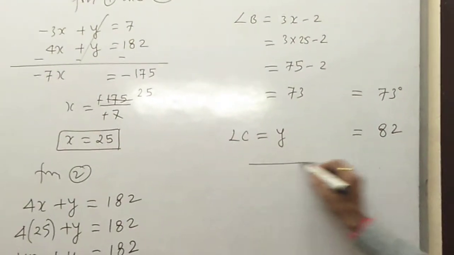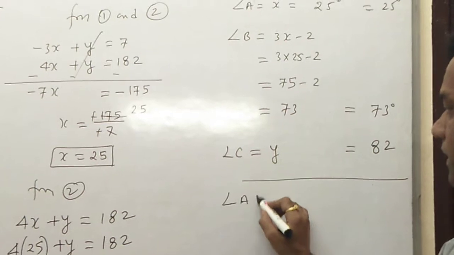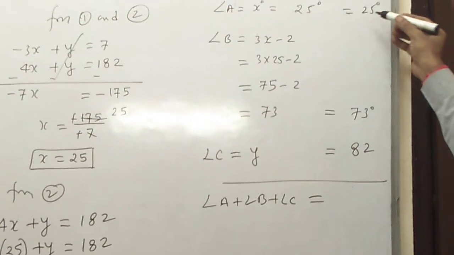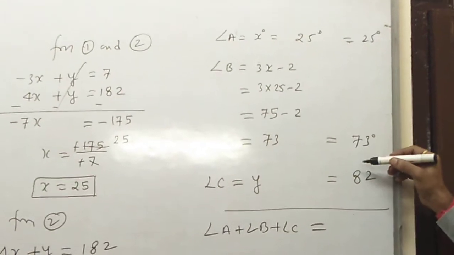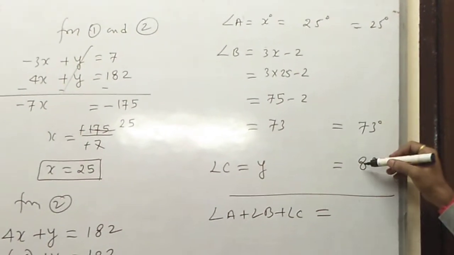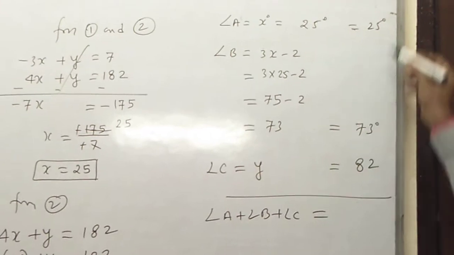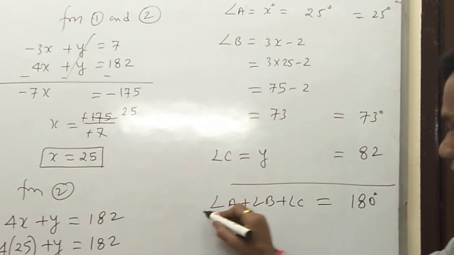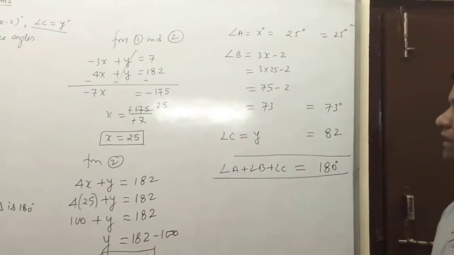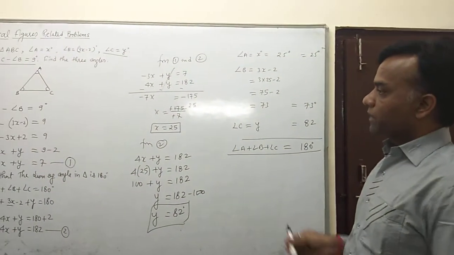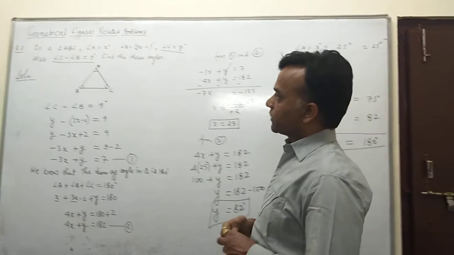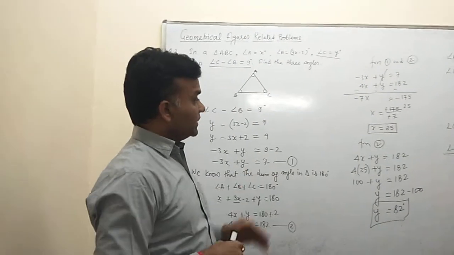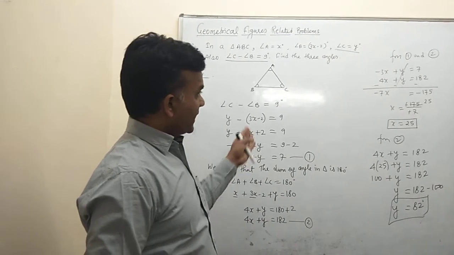Okay, so you add the three angles. You have angle A plus angle B plus angle C, which is equal to 25. First you add these two, you have 87. Okay, then plus this value. So the sum is 180 degrees. So now all the angles are here. We found them with the help of these two equations, and then we calculated the values of x and y, and we got all the angles of the triangle.